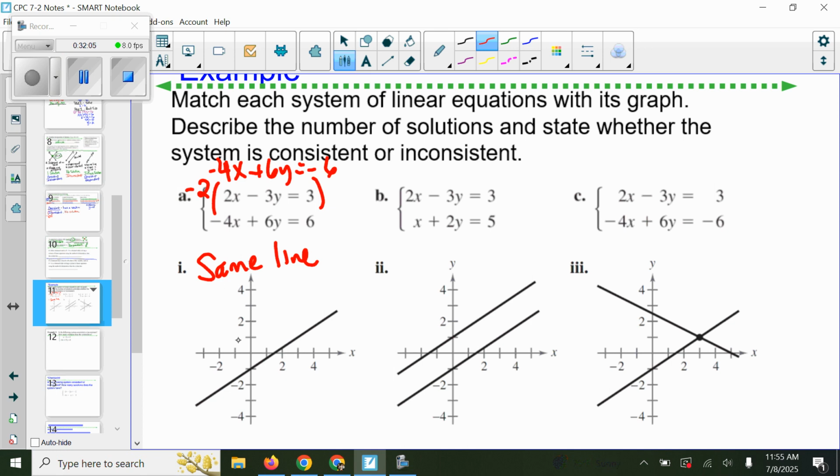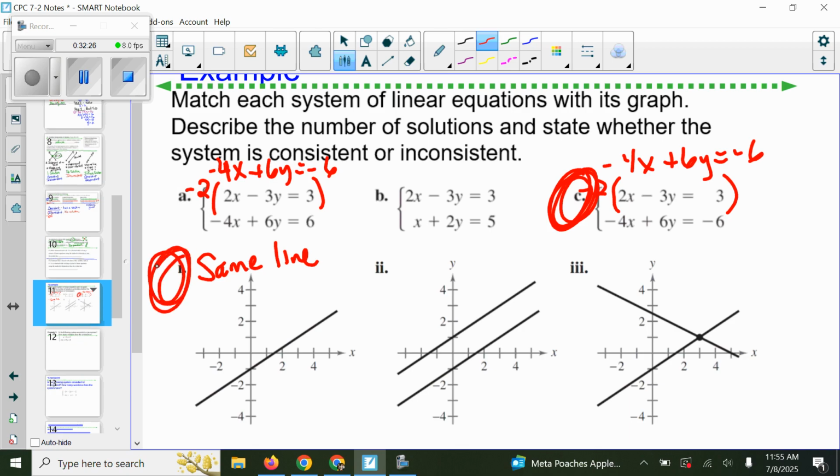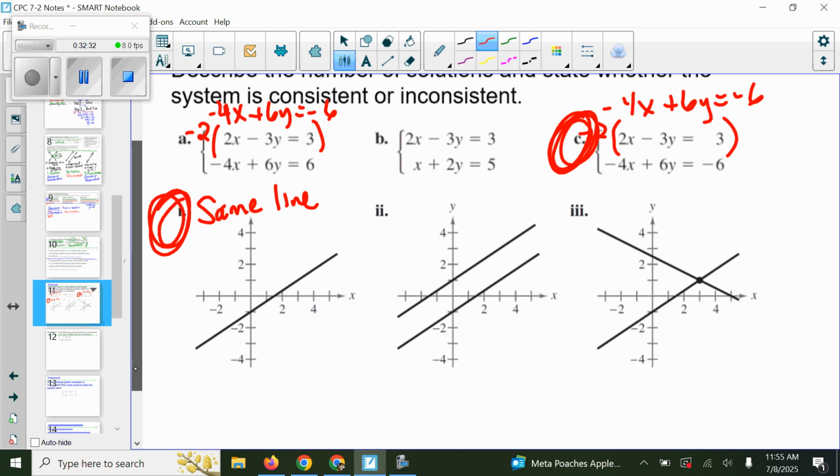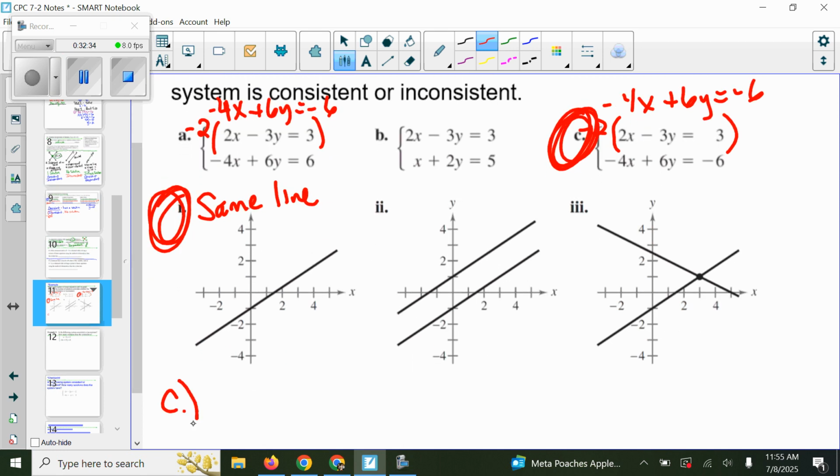So let's keep going and see if we can find the one that is the same line that would match with letter I here. Let's try this last one. What if I multiply this by -2? I'd get -4x plus 6y equals -6. Ooh, there we go, identical. So it looks like letter C matches with I. Those are the same lines. So we're matching the solution with the graph. Now, how would we label that graph? So C goes with I.